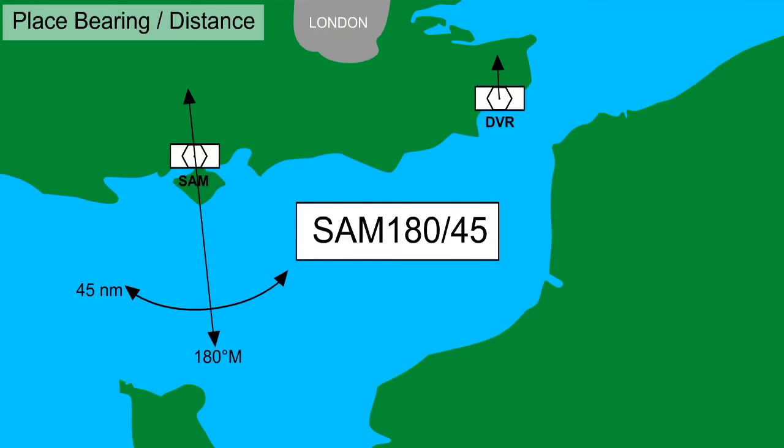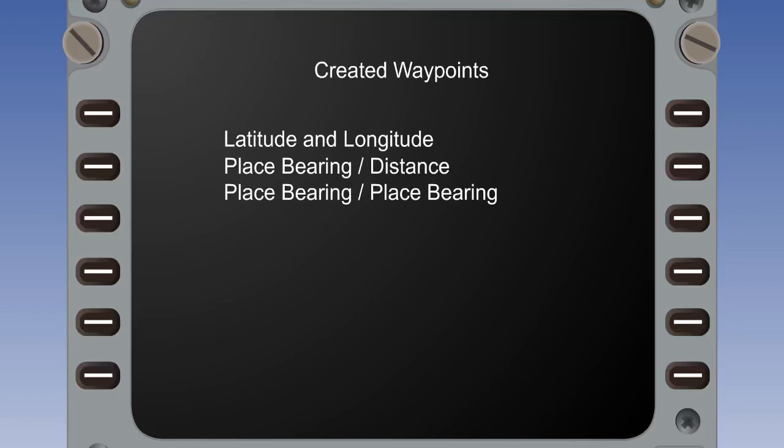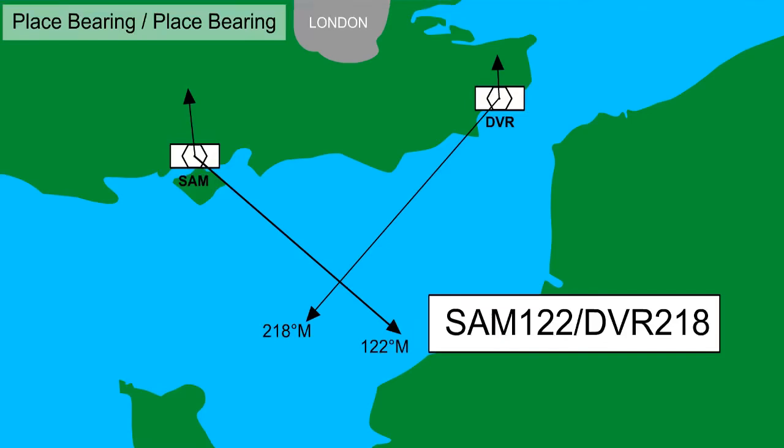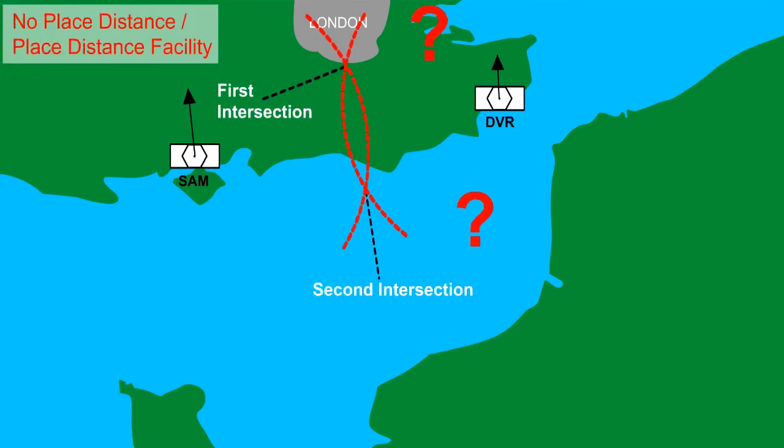For instance, Sierra Alpha Mike 180/45 means 45 nautical miles range on the 180 magnetic radial from Southampton VOR. There is also place bearing/place bearing. Sierra Alpha Mike 122/Delta Victor Romeo 218 is where the 122 Southampton radial crosses the 218 Dover radial. Note, however, that there is no place distance/place distance facility, as this would result in 2 possible solutions, and the FMC would not know which one to take.